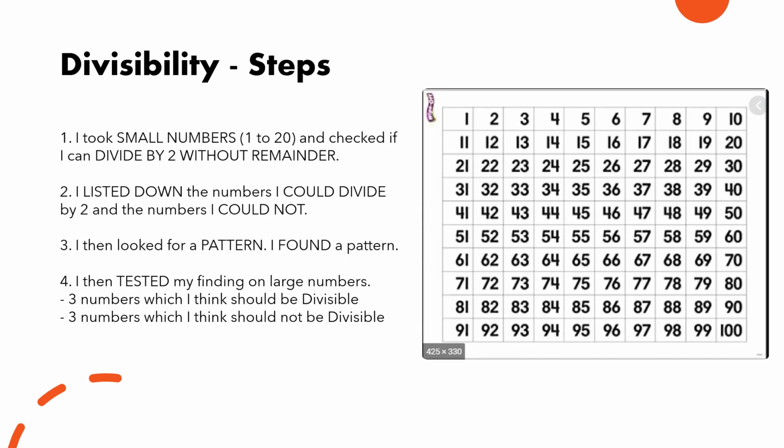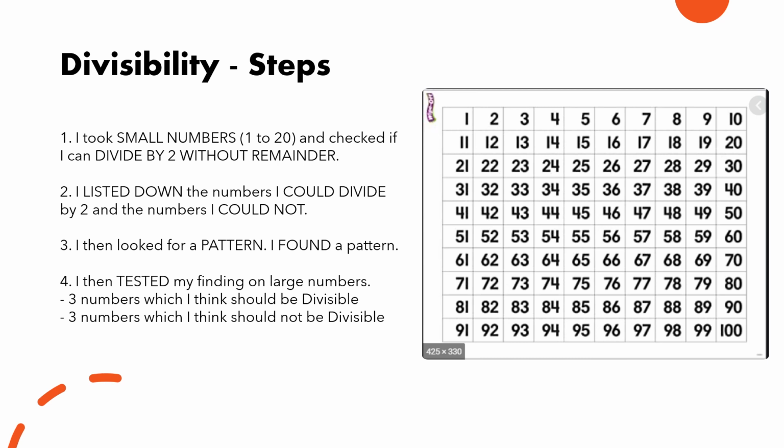So what were the steps I took to find out if a number was divisible by 2? First, I took very small numbers from 1 to 20 and checked if I can divide by 2 without remainder. I then listed down the numbers I could divide by 2 and the numbers I could not. Then I looked for a pattern in the numbers I could divide by 2 and I found a pattern.